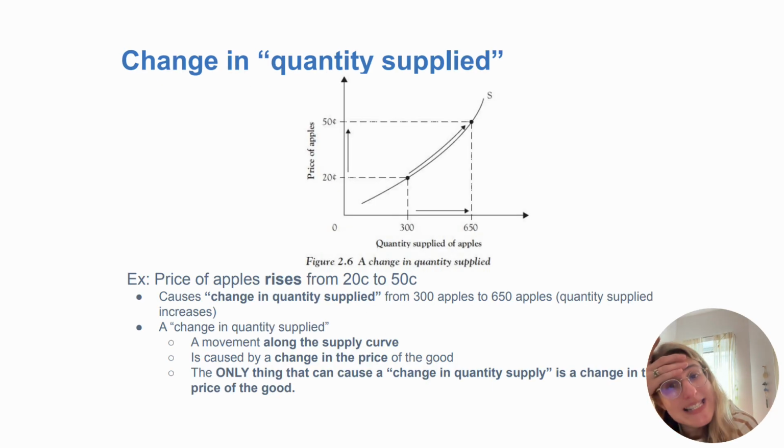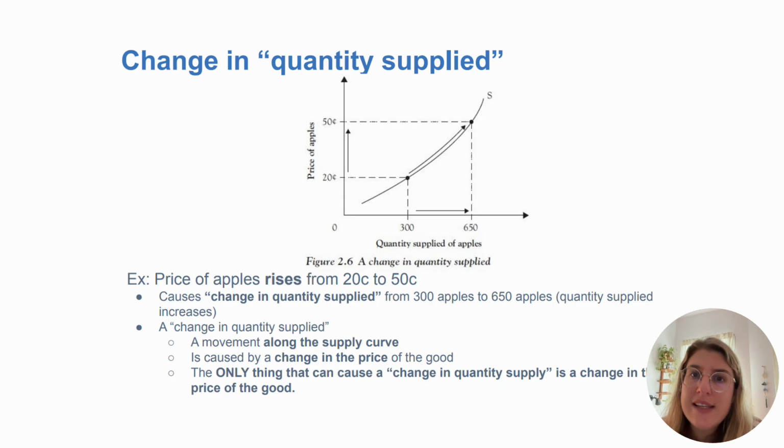So here's an important distinction. When the price of a good changes, we don't shift the supply curve. We simply move along it, right? So in this example, the price of apples rises from 20 cents to 50 cents. At 20 cents, producers are only willing to supply 300 apples. But when the price for those apples rises to 50 cents, suppliers increase to 650 apples. So that movement from one point of the curve to another is called the change in the quantity supplied.